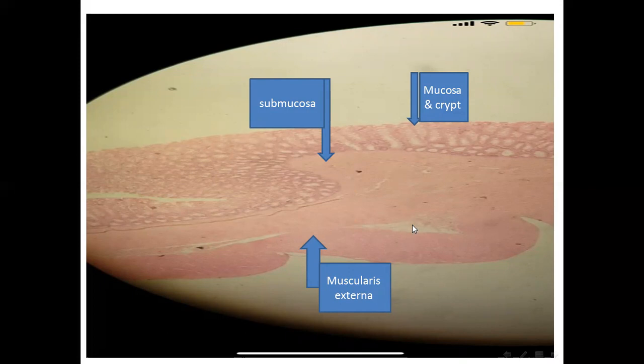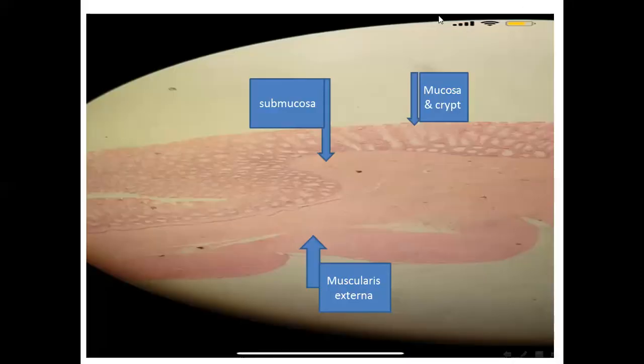Okay, and the main feature located at the muscularis externa, especially at the outer longitudinal layer, is the presence of the taenia coli. It is gathered into 3 narrow ribbons. Okay, we can see them clearly here. Okay, and thank you very much.